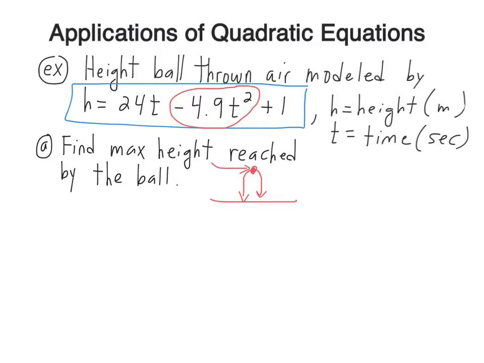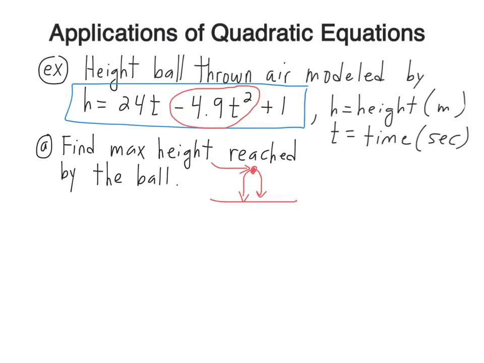So what you have to be able to do is make the connection that, oh, okay, I really just need the vertex, and in particular I need the y value of the vertex. Okay, it's not asking for the time when it reaches its maximum height. It wants the maximum height reached by the ball. Okay, so we need to find our vertex.